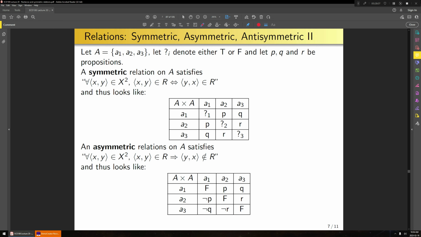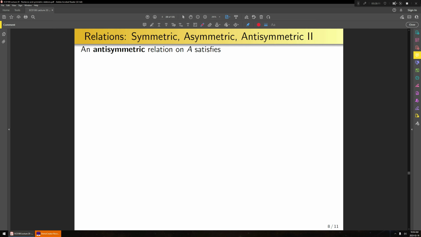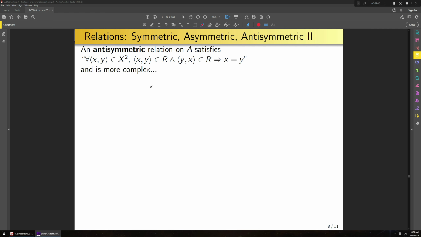Antisymmetric relations. And it turns out antisymmetric relations are quite a bit more complicated. So for a relation to be antisymmetric, we need it to satisfy this, right? So let's kind of break this down to think about what would happen if it was true.